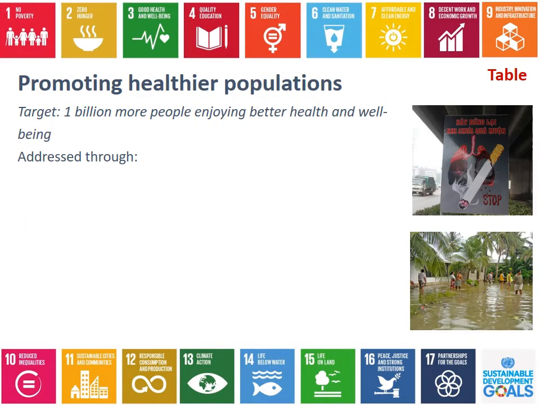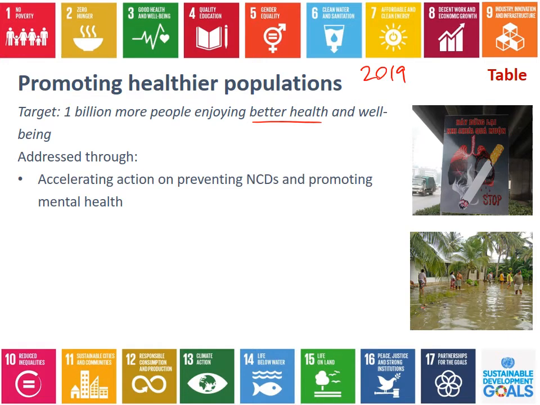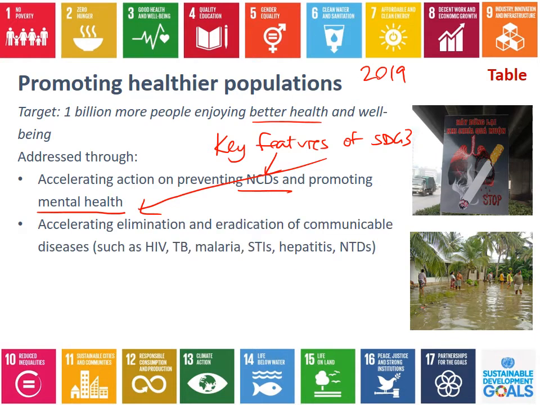Right, the last priority is promoting healthier populations. The target for this is 1 billion more people enjoying better health and well-being. This is addressed through a few different areas and a few different priorities. And remembering these were written in 2019 based on what are the biggest issues around the world at the moment. So the first one is accelerating action on preventing non-communicable diseases and promoting mental health. Hopefully you notice that they are key features of SDG 3, which we've talked about a lot. Both of these are big focuses of SDG 3.